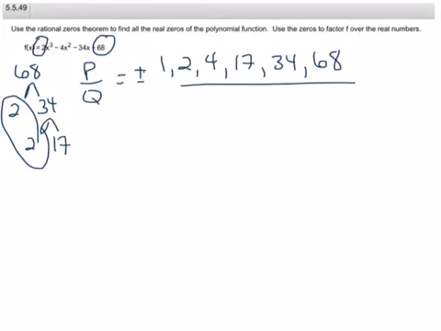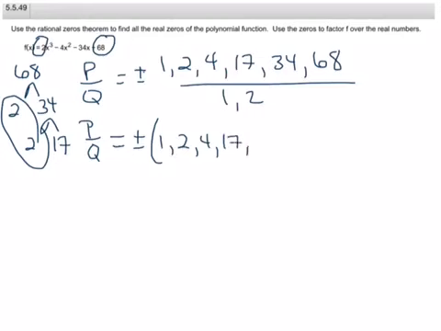In the denominator, we would just have all the possible factors of 2, which thankfully is just 1 or 2. So this gives us all of the possible following numbers. P over Q could be, in any positive or negative combination, 1 over 1 is 1, 2 over 1 is 2, 4 over 1 is 4, 17 over 1 is 17, 34 over 1 is 34, and 68 over 1 is 68.